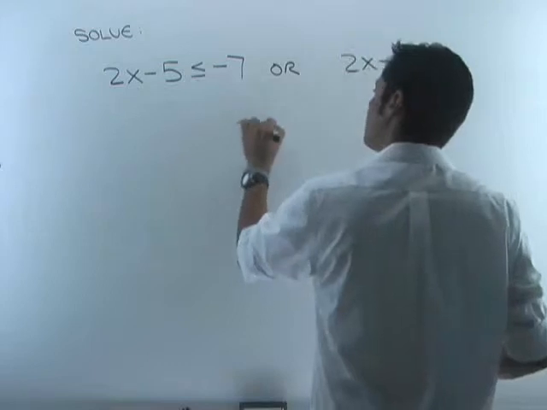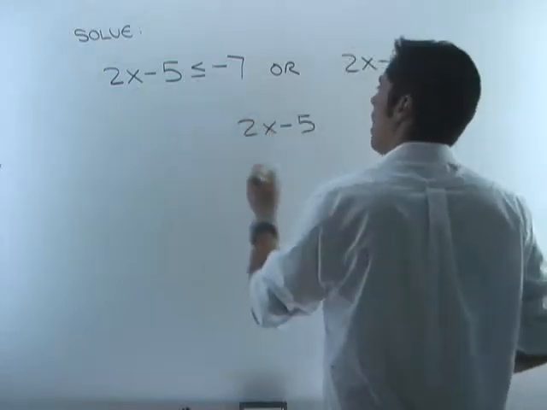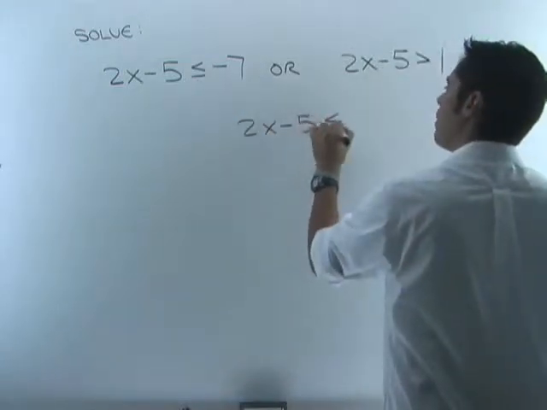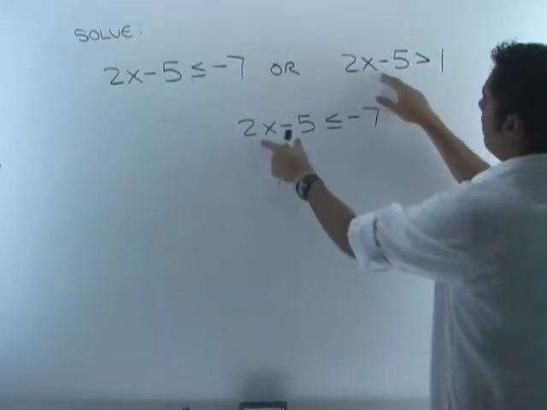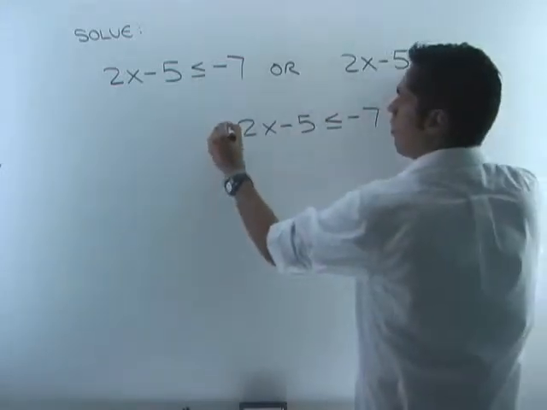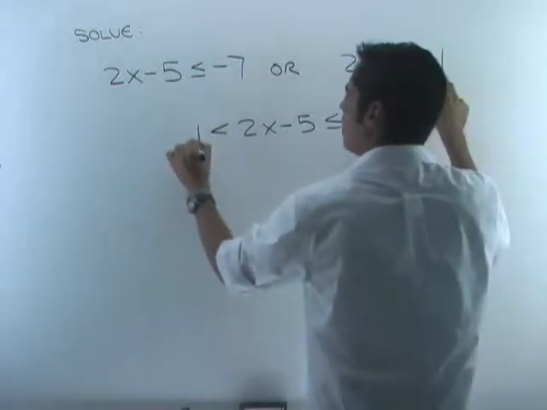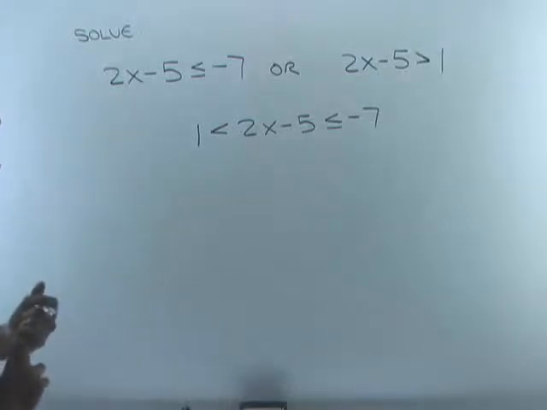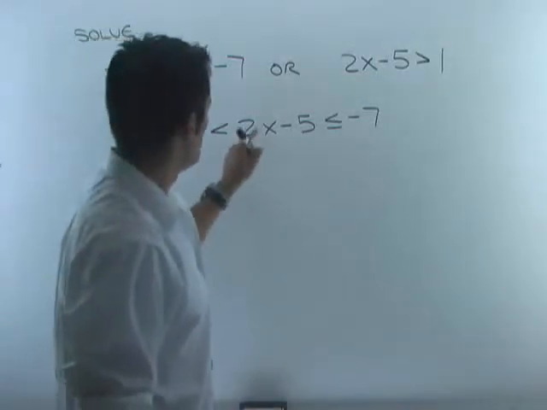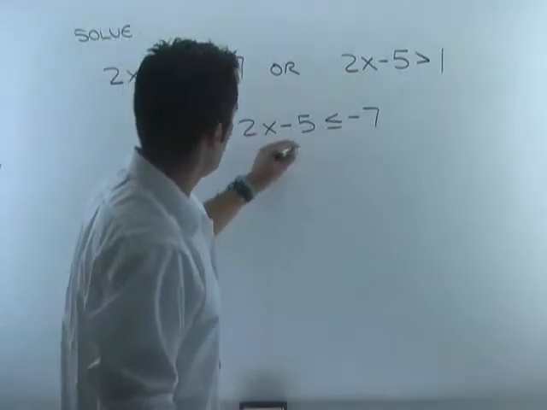If you do 2x minus 5, I could say it must be less than or equal to negative 7. And then you could also say 2x minus 5 must be greater than 1. And then we can work with it the way we did the normal compound inequality. First thing I'm going to do, try and get my 2x by itself. I'll add 5 to everything.